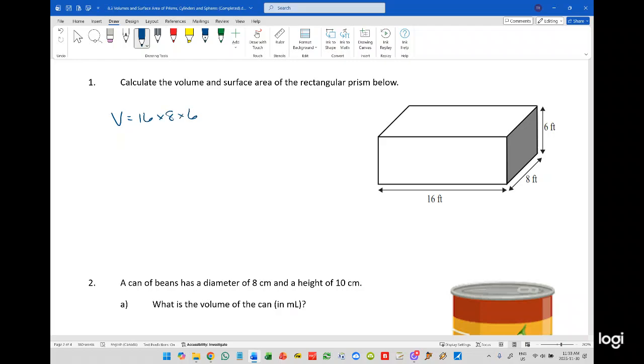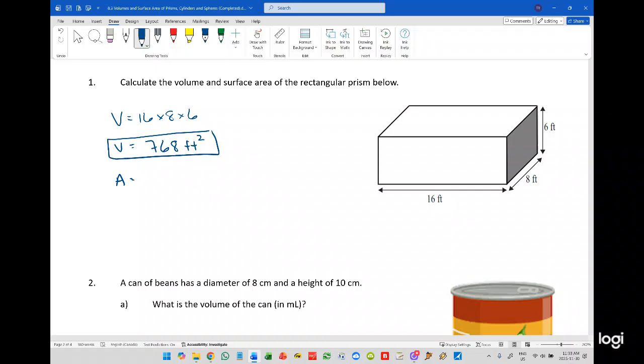And if I pull out my trusty calculator, because I don't feel like doing this manually, 16 times 8 times 6 is 768, and this is feet. So feet cubed. All right, and then for surface area, which again is just area. You know what, let me put this box around here so I make sure it's clear what that is.